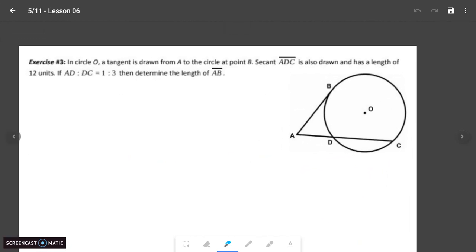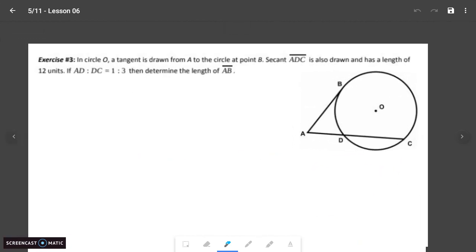So let's actually try exercise 3. We have circle O. We have a secant ADC, so notice it touches twice. They always have to give you the order of the segment, ADC. It has a length of 12 units, and it's telling us that AD to DC is in a 1:3 ratio. Then determine the length of AB.